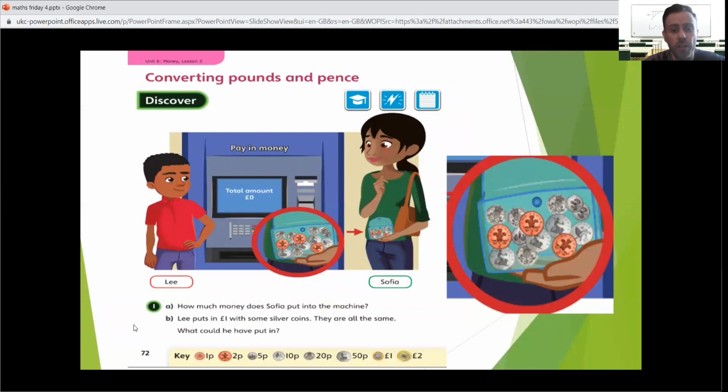Okay, so the silver coins, first of all, are 5p's, 10p's, 20p's, and 50p's. We need to remember that. There's a little key at the bottom to help you. And he says they're all the same, but he puts in a pound. So what could he have put in? There might be more than one answer to this. So pause the video, have a little go at 1B.